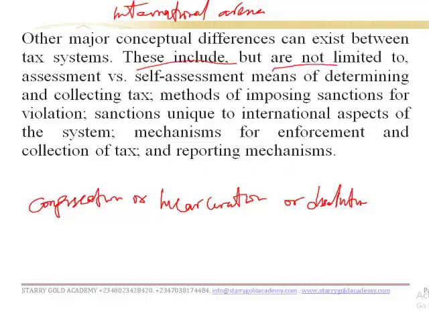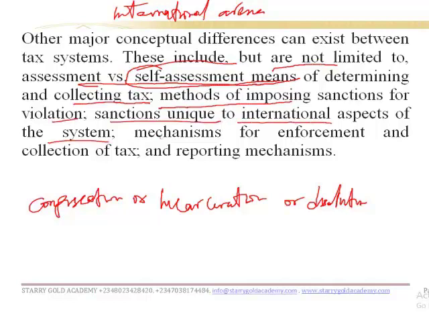These include, but are not limited to, assessment versus self-assessment, means of determining and collecting tax, that is, using the best of judgment by the tax authority, and the taxpayer himself or herself using self-assessment. Also methods of imposing sanctions for violation, sanctions unique to the international aspect of the system, mechanisms for enforcement and collection of tax, and reporting mechanisms.